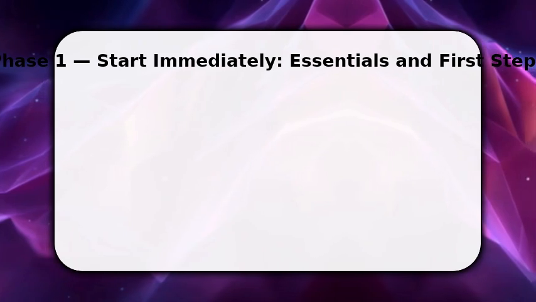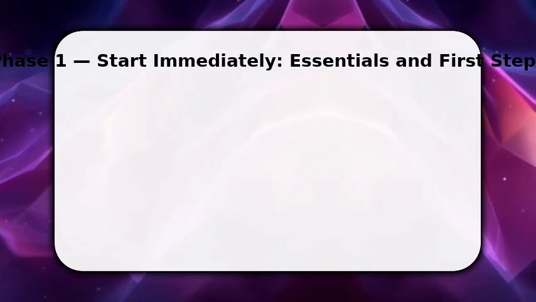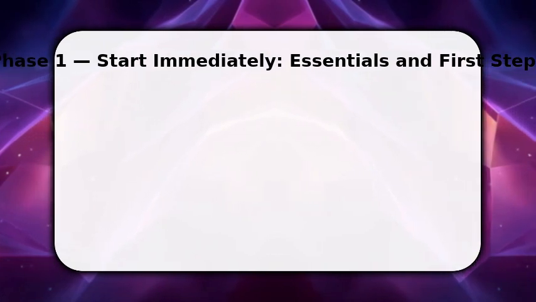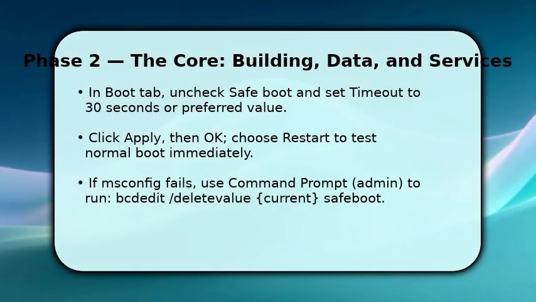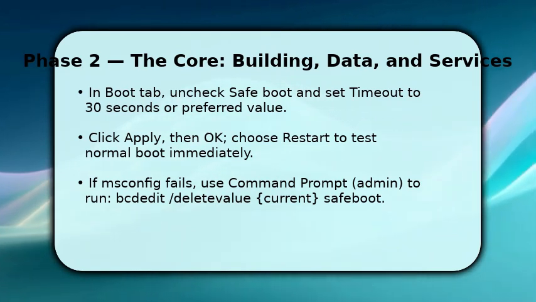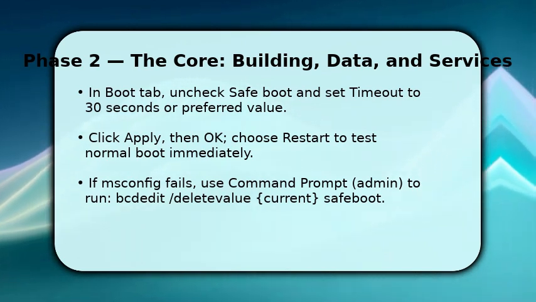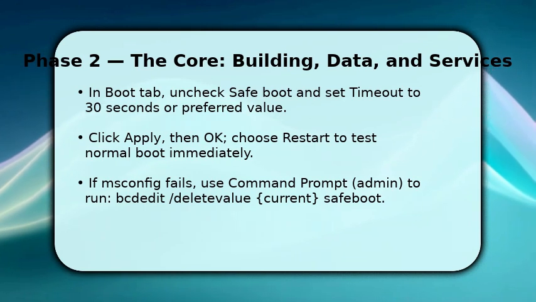Make sure you note which OS entry is selected, because you'll apply changes to that specific boot entry before restarting the system. Now you'll disable the Safe Boot flag and commit the change. Uncheck Safe Boot, confirm timeout is reasonable, 30 is fine, then click Apply and OK. When prompted, choose Restart. The system should boot normally.